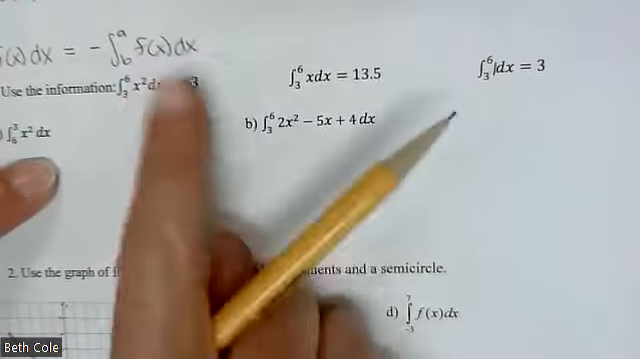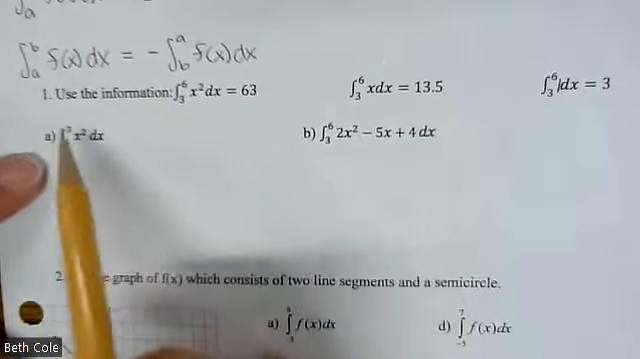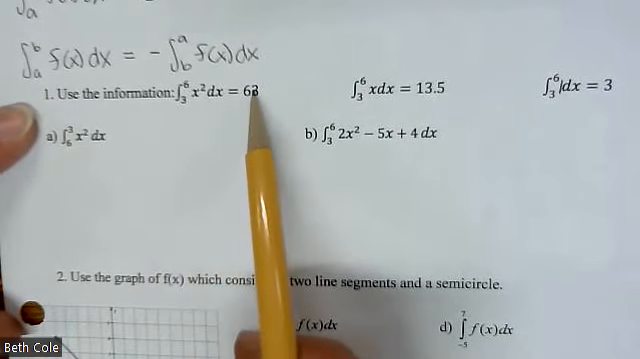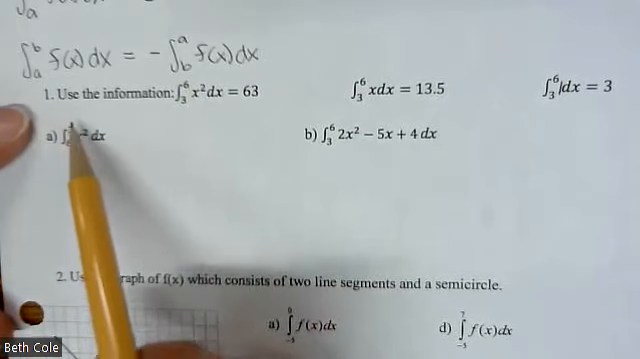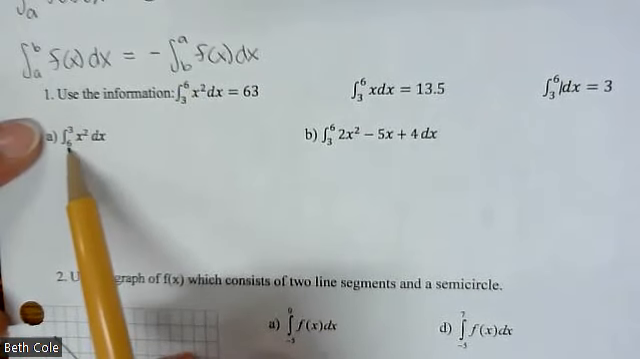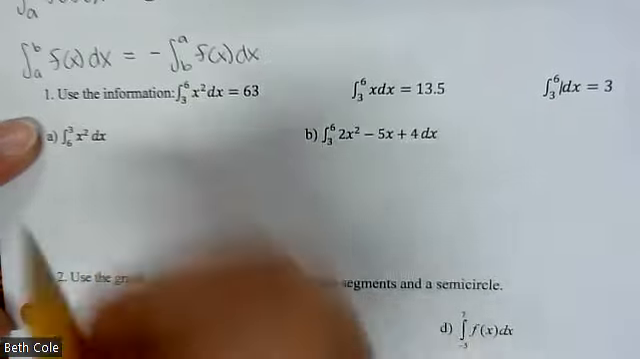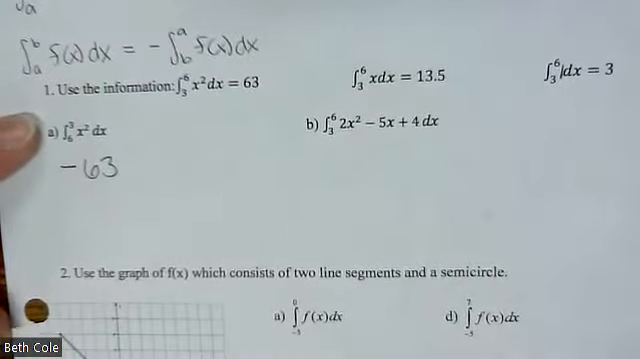So we're going to answer these 2 questions using those pieces of information. So look at the first one. From 3 to 6 for x squared dx, we were told was 63. If you reverse the boundaries and go the other way, from 6 to 3 x squared dx, what do you think that's going to be? Negative 63, the opposite of 63.